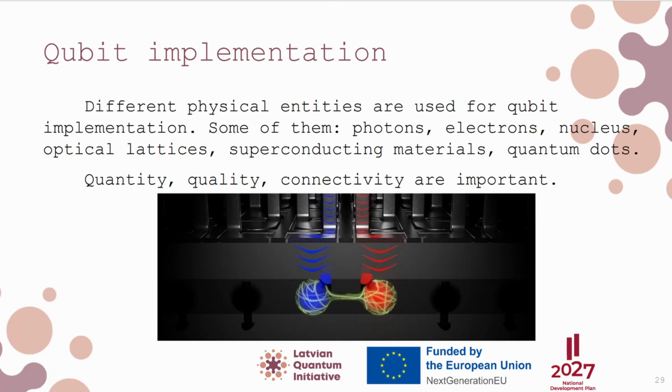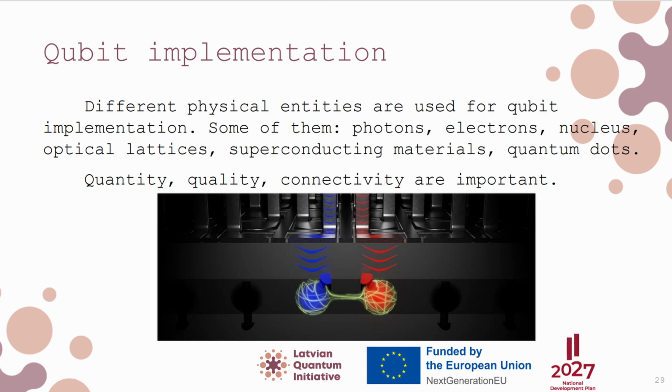In the case of quantum hardware, there are technical difficulties, as I promised. We need to implement these qubits, controllable quantum particles that will also have effects like superposition and entanglement. So some physical entities are used, like photons, electrons, nuclei, optical lattices, quantum dots. Superconducting materials are one of the most popular technologies. For example, IBM devices use it.